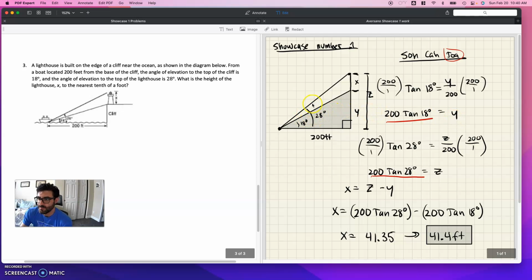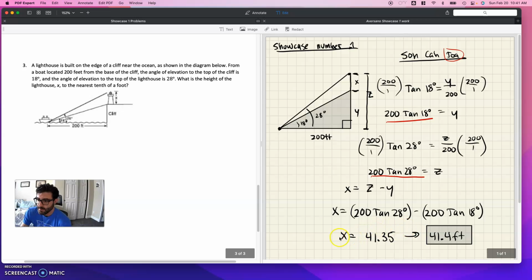For the next part, we want to find what I'm calling z here. Very much the same: we take the tangent of 28 degrees, which is the total angle here, and we set that equal to z over 200, very similar to above. More algebra, we cancel out the 200 on the right side, and we get 200 tan 28 degrees equals z. Like I said earlier, x equals z minus y, so you can set up your last equation here as the value we found for z minus the value we found for y.